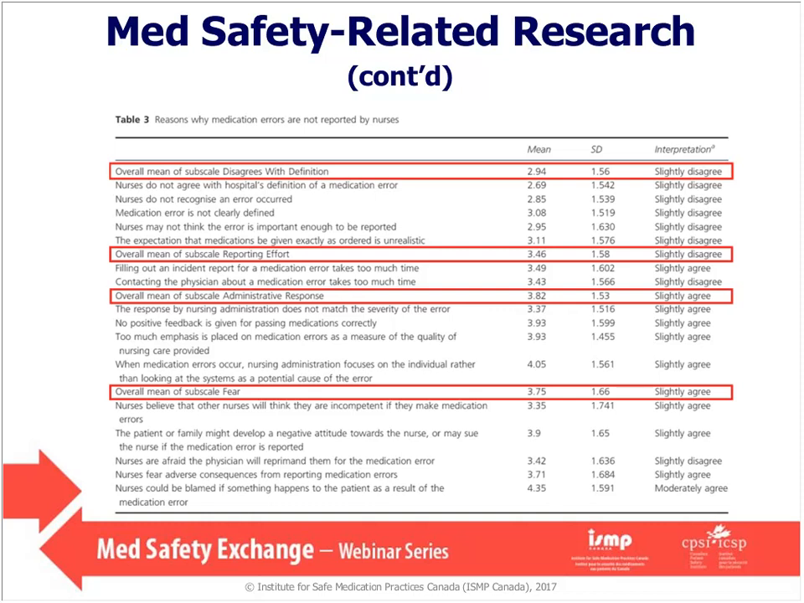The fourth classification was interesting to me, and it was on fear. I think most telling was endorsement of the fear that nurses could be blamed if something happened to a patient as a result of a medication error, and that there was serious concern that reporting a medication error could have career-related consequences. However, on a positive note, nurses in the study did not believe that other nurses would think they were incompetent if they made a medication error.